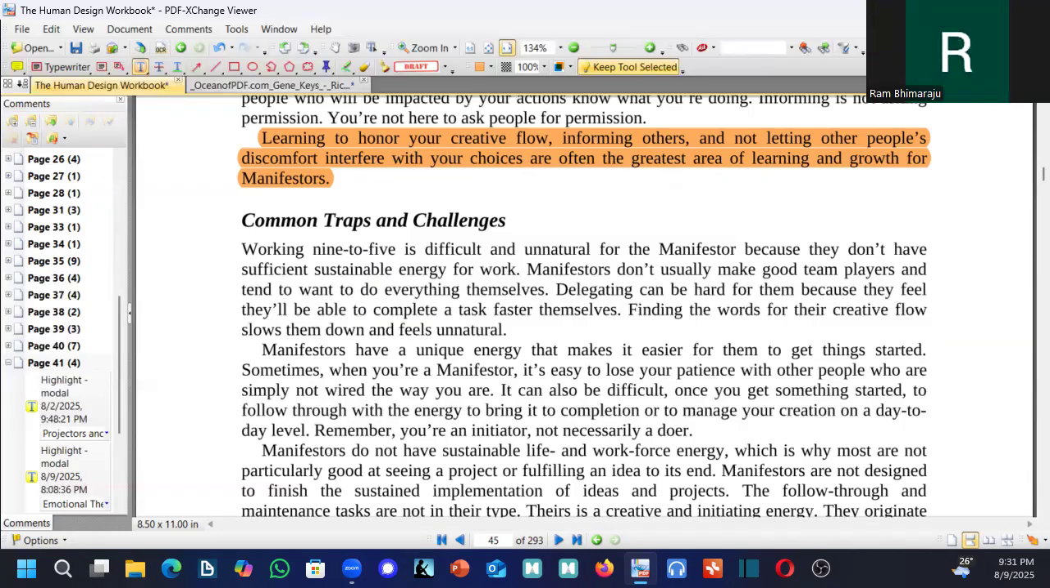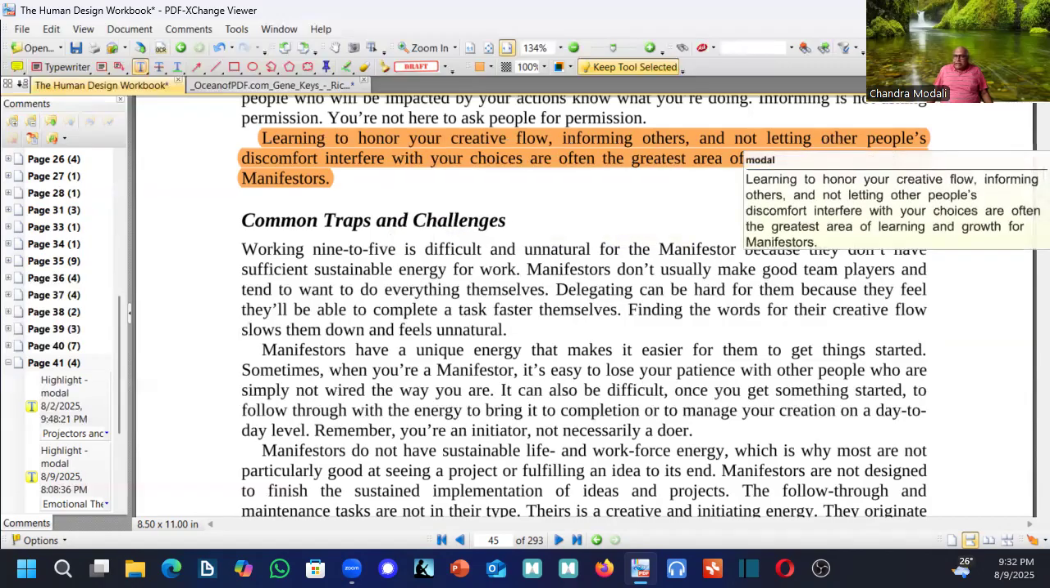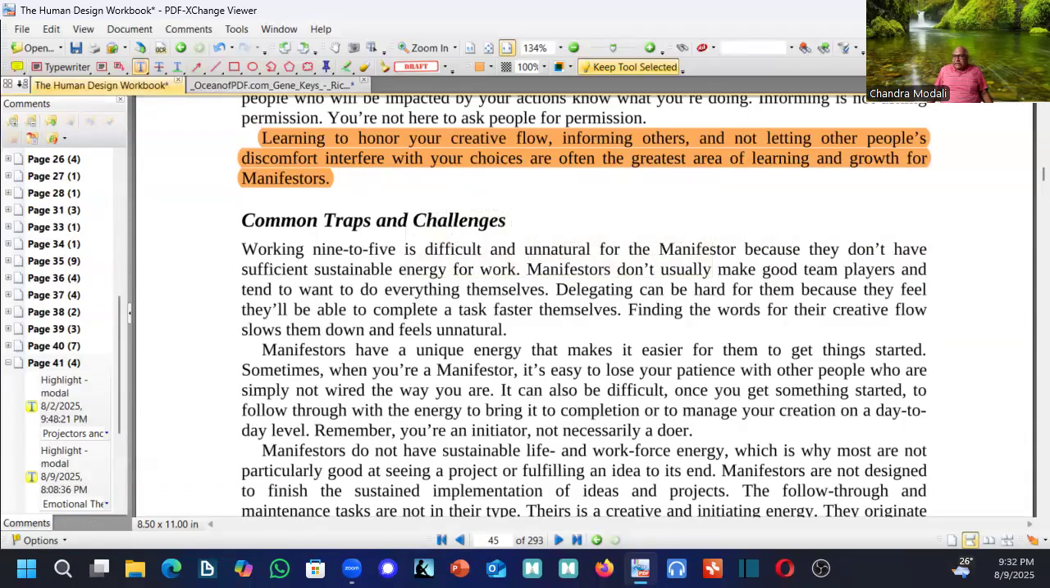Not only that, the entire world does not understand why he is attacking, and so they do not support him. That is what he is saying: learning to honor your creative flow, informing others, and not letting other people's discomfort interfere with your choices are often the greatest area of learning. That is what he might have learned through his action. Your question is valid.